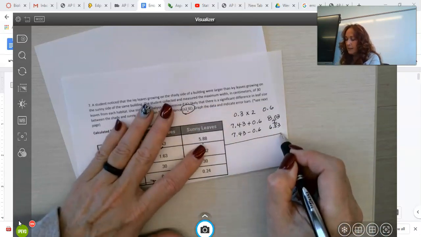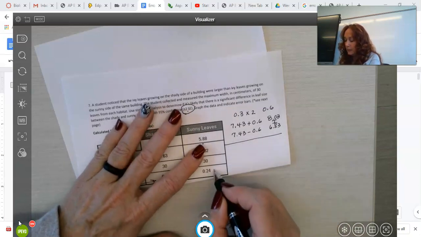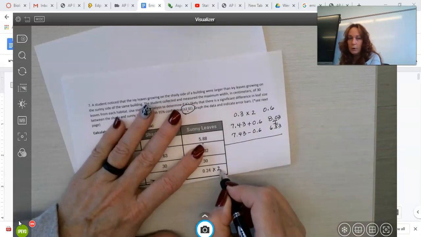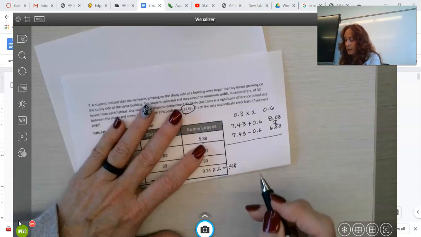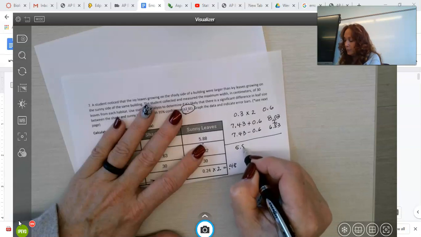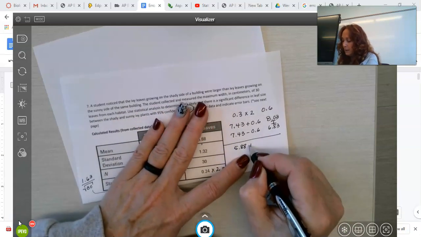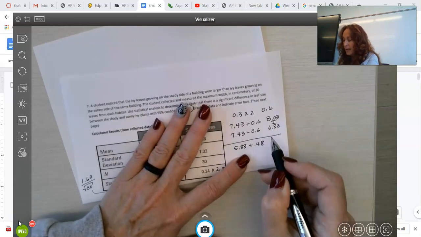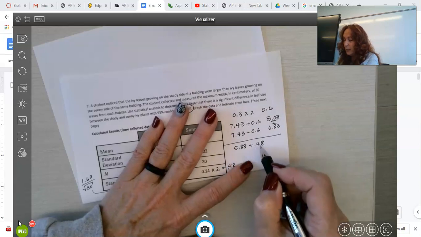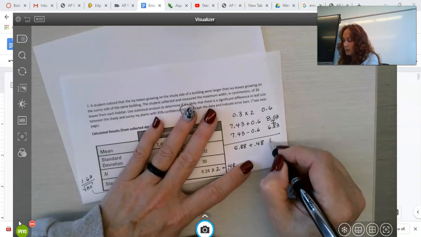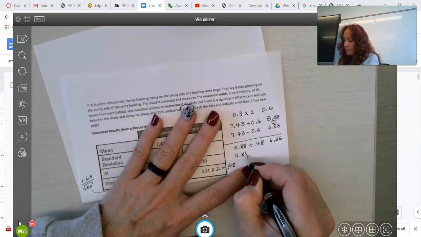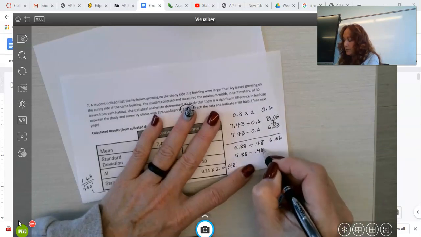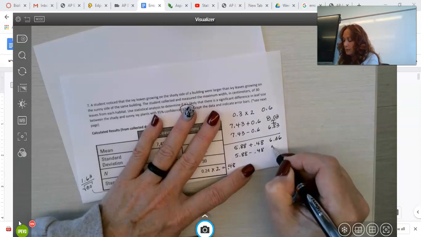Do the same thing here. I'm going to take 0.24 times 2 is 0.48. So I'm going to take 5.88, and I'm going to add 0.48. So that's what? 6.36. Wow, this is when I need y'all. And then 5.88 minus 0.48, and you get 5.4.